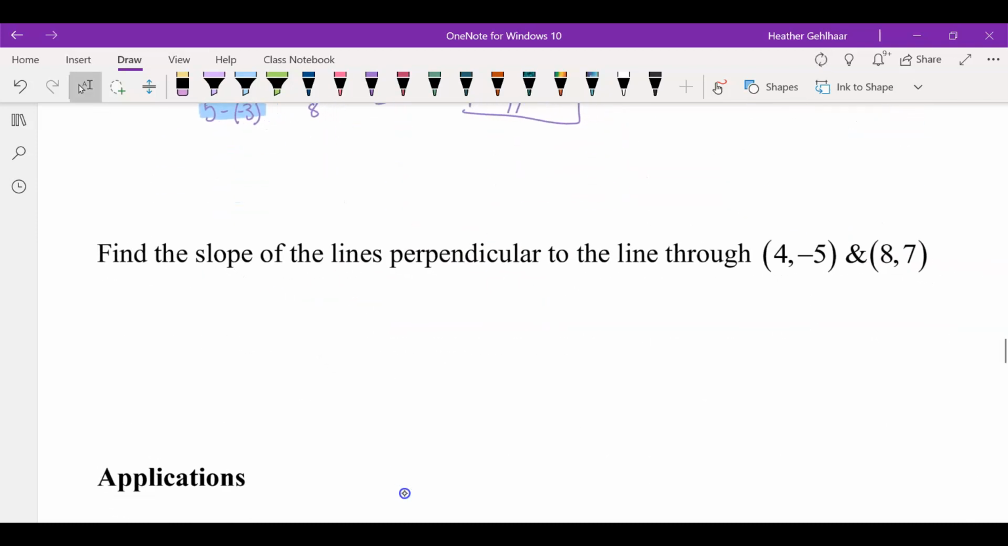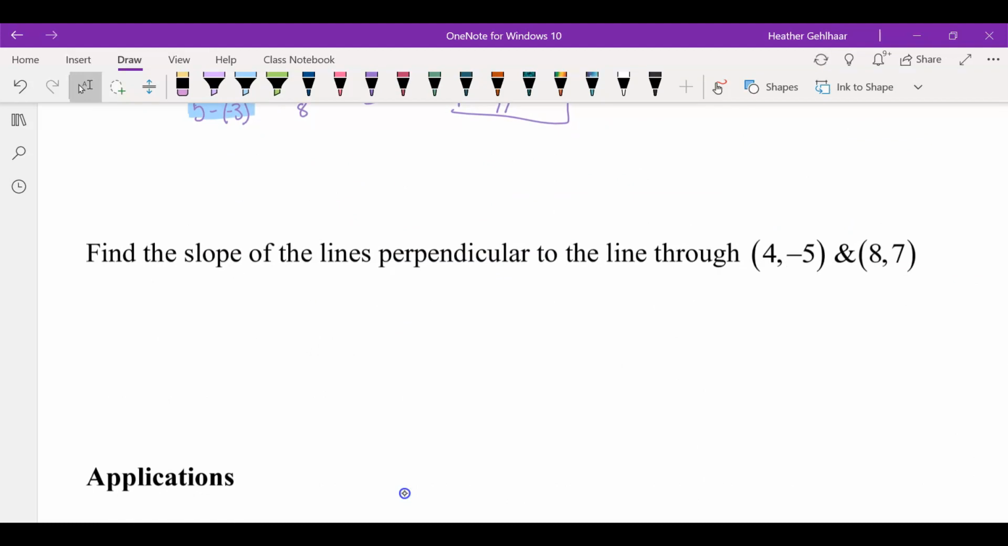Next question, it says find the slope of lines perpendicular. So here it's talking about lines perpendicular, which means, right, we have that upside down t. We are going to find the original slope, and then we are going to find our perpendicular slope. Okay, because we know our perpendicular slope is the opposite reciprocal.